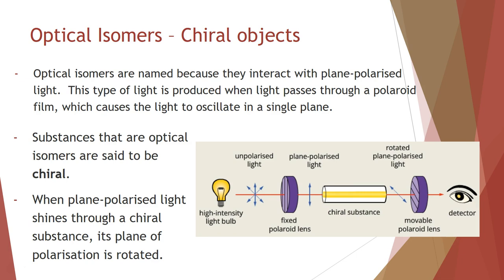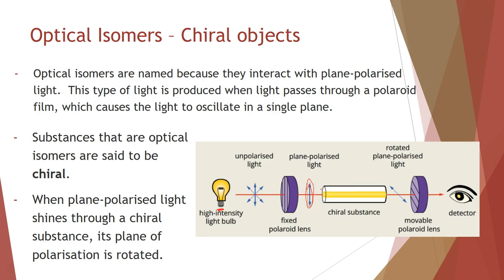So they are called optical because of the way they interact with light. If you've ever worn polarized sunglasses or anything like that, essentially what happens is the light passes through a polarizer, which causes it to move in a single plane. So where we have this light source here, the light bulb, it produces light that scatters in all directions. When we put a polarizer in front of it, we select for one particular direction. So this up and down.